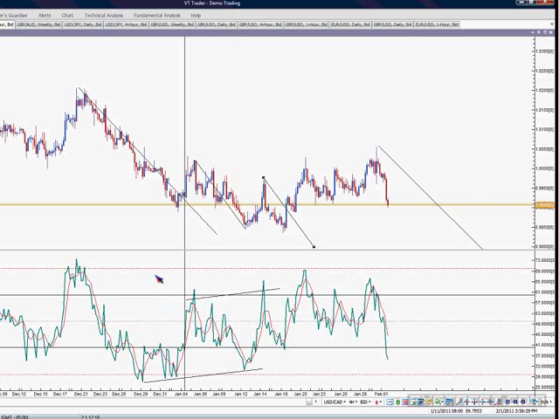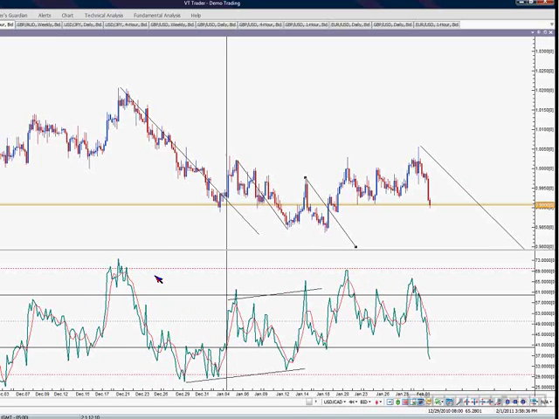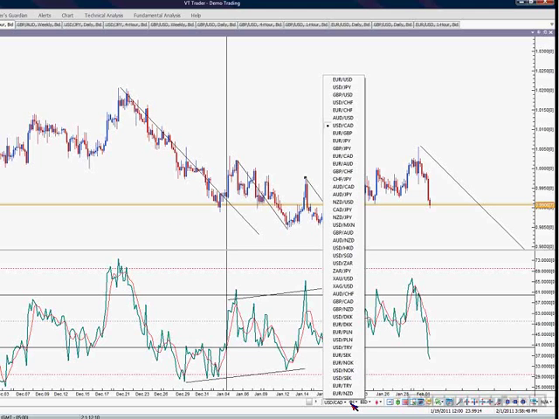So dollar loonie, basically very bearish. Not very bearish, I'm sorry. It's showing bearish bias, not very bearish. It's in a ranging mode, but showing bearish bias.